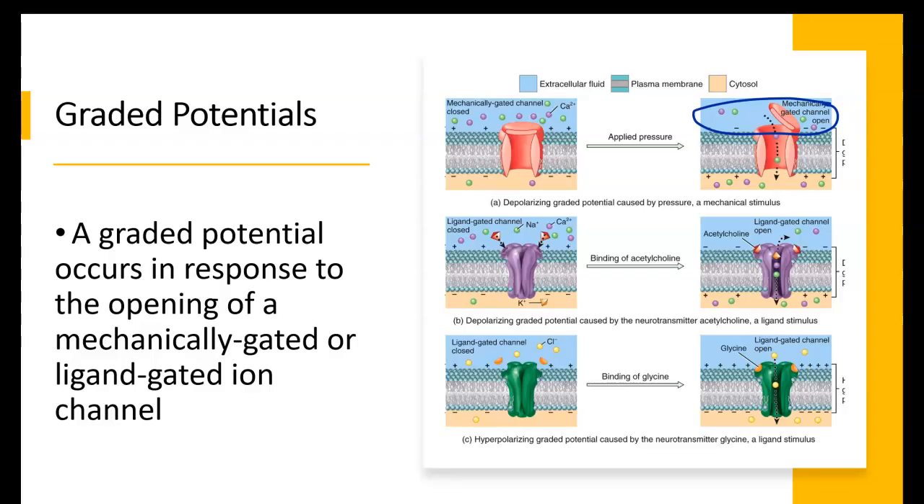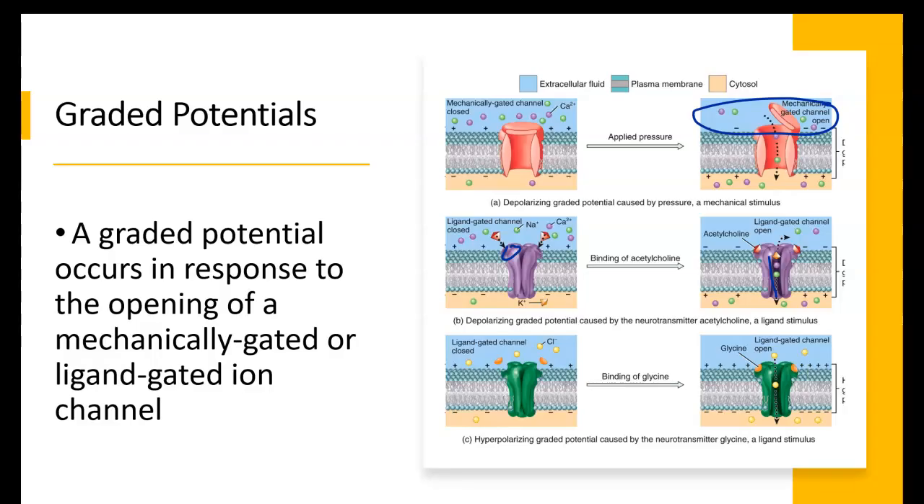Another way you can have it is by using a neurotransmitter to depolarize. And so with the neurotransmitter, it's going to come in, it's going to attach to that receptor site. Once it attaches to that receptor site, you see how it opens up the channel and allows the flow back and forth of these different ions. And that's going to help with a ligand stimulus. And both of these are going to be depolarizing.